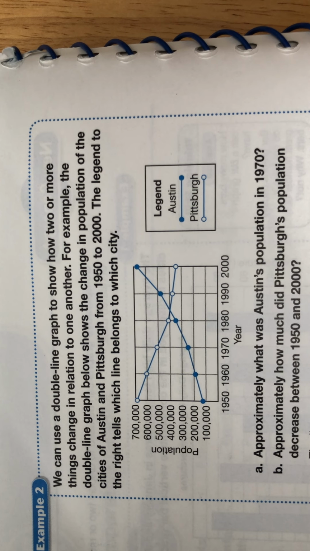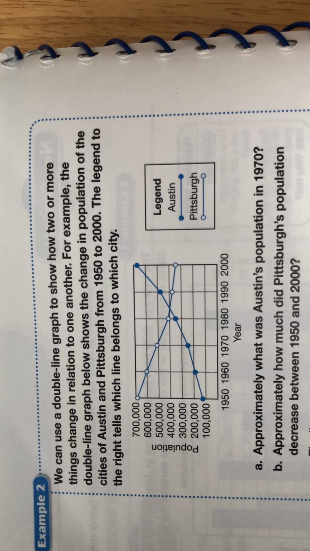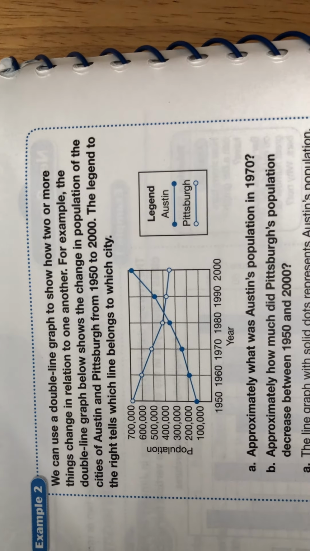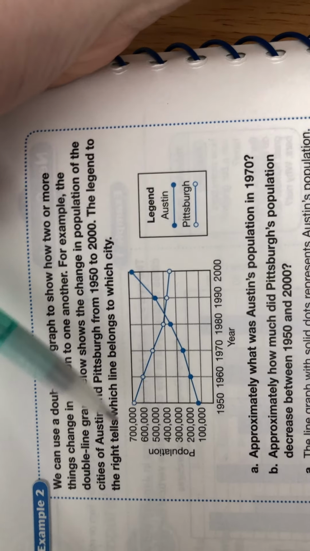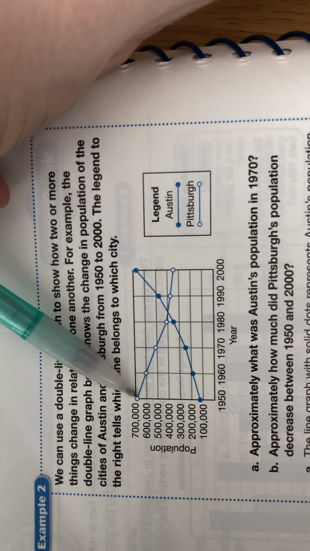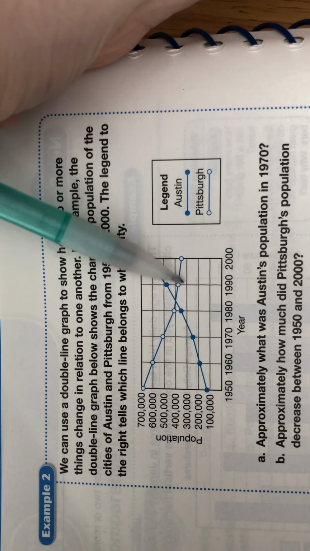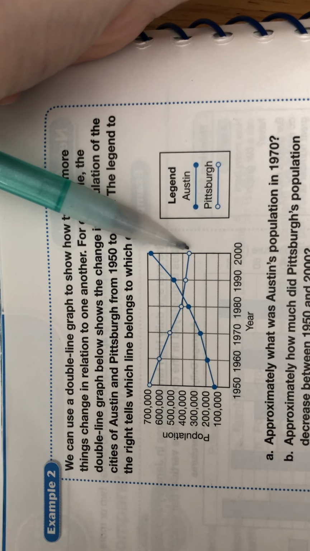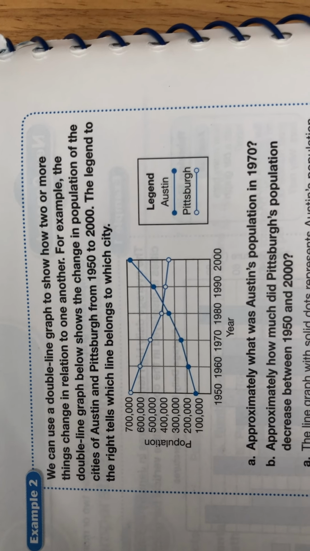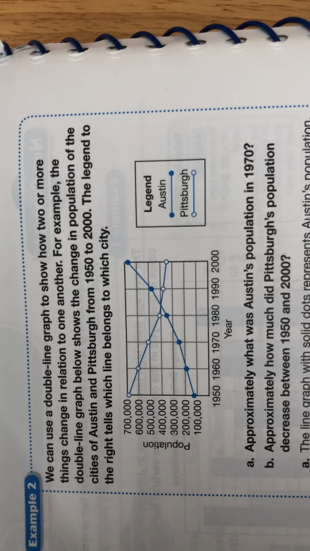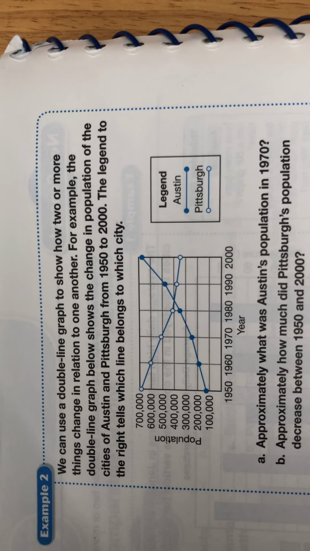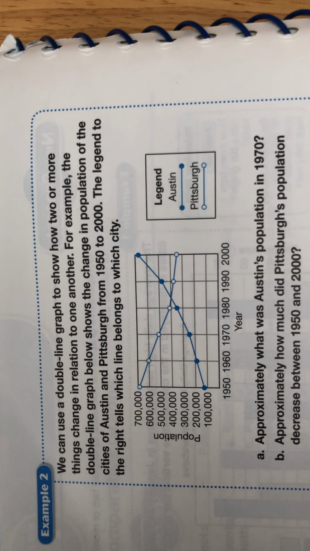B, approximately how much did Pittsburgh's population decrease between 1950 and 2000? You guys weren't even born yet. So we started at 700,000 people, and we went down to about 350,000. You have to do the math. 700,000 minus 350,000 is 350,000. People.